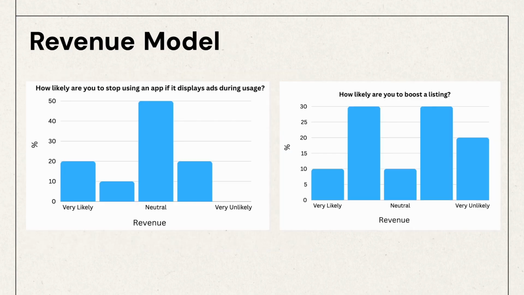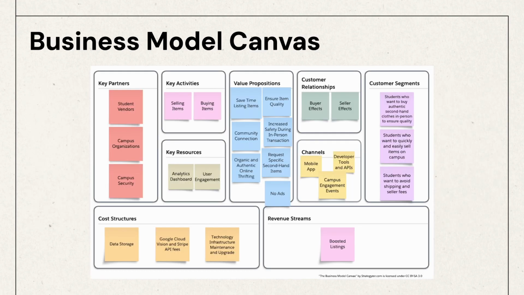Testing on revenue streams revealed that 50% of people are neutral to ads appearing on their application. 30% of people are likely to stop using the app, while 20% of people would be unlikely to leave the app. On the other hand, only 40% of users stated they were likely to boost a listing. While boosting is a riskier approach, potentially losing 30% of users due to advertising is not ideal, especially since Thrifty has established competitors who utilize ads. Here's the updated business model canvas with boosted listings as a revenue stream.